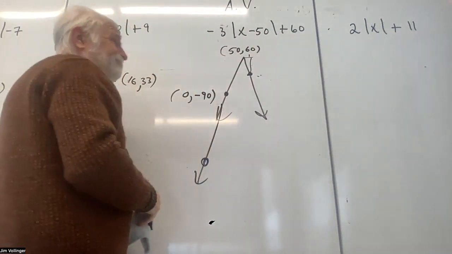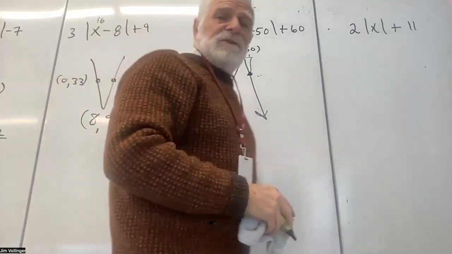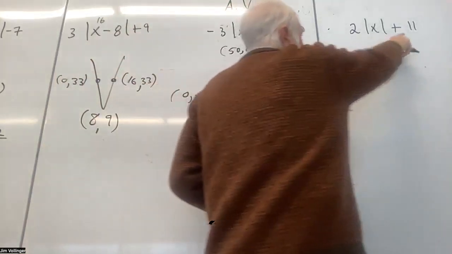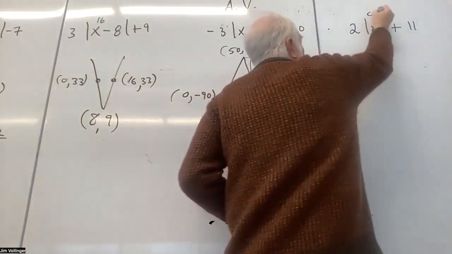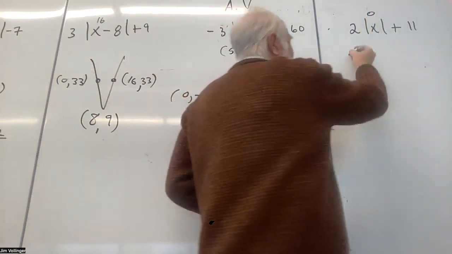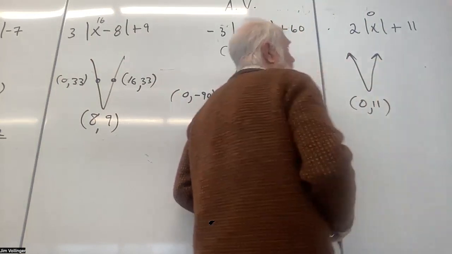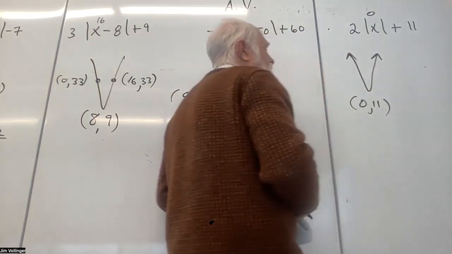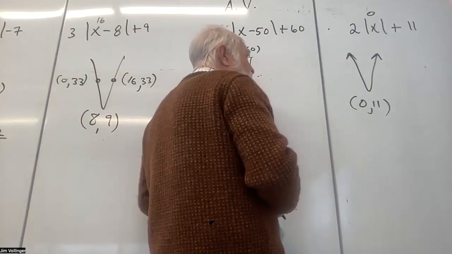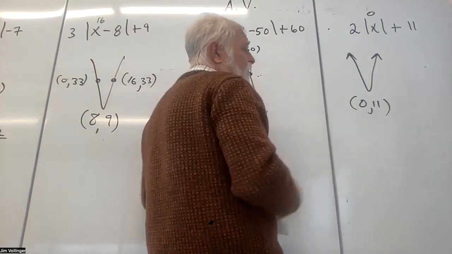0, negative 90. All right, and the last one, 2 times the absolute value of x plus 11. We want that to be 0. I think it's pretty easy to see that 0 gets us 11, and that's the shortest distance you can travel from 0 is 0. Okay? So I got to find something else.